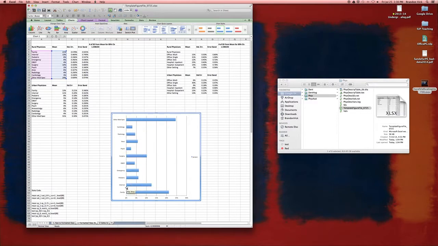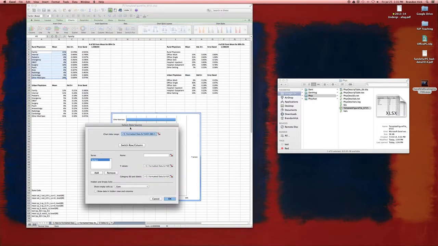It's upside down, family to other med, 20% to about 25%, 21, 25. This is all lined up. Okay, one thing I want to do though is add the urban physicians as well. So I can go to select data, and it brings up the data series.